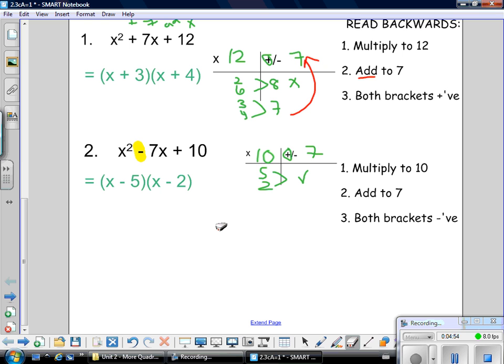Right? But notice I'm doing an awful lot of talking when I'm factoring these. And so when you're doing it, you're almost talking to yourself. Okay, you don't have to talk out loud. So, multiplying by 10, adding to give me 7. Both brackets must be negative.